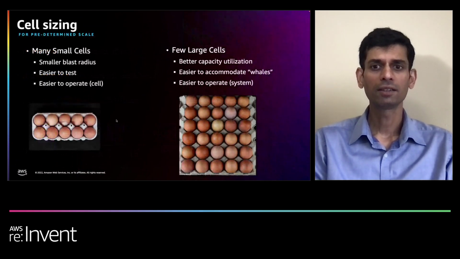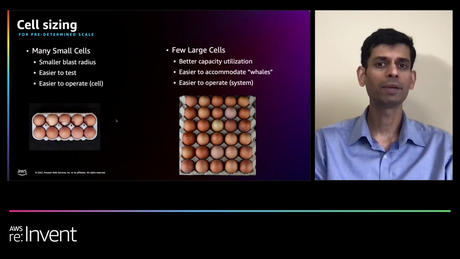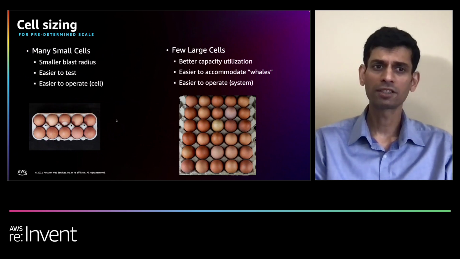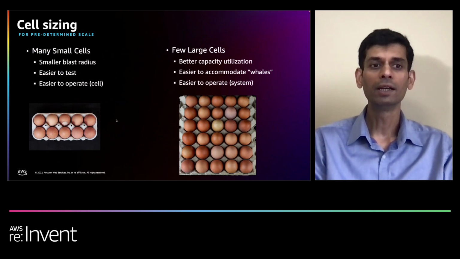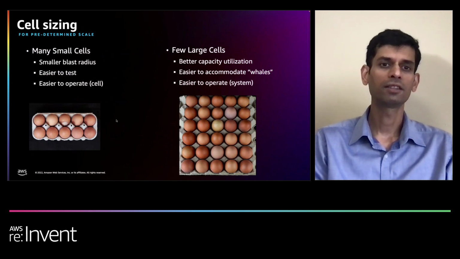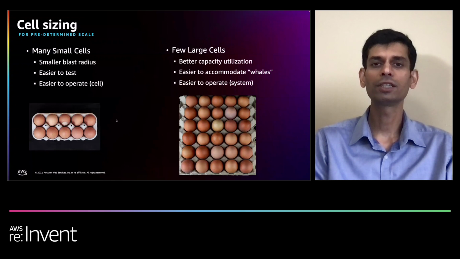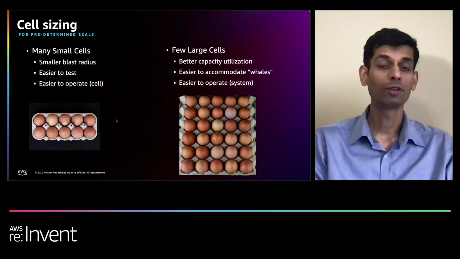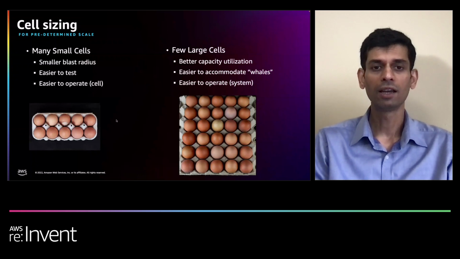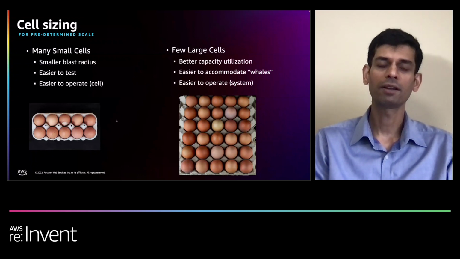Coming to sizing, it's an important consideration to determine based on your routing criteria. So smaller cells mean a smaller blast radius. It's just easier to test, easier to diagnose and resolve issues because there are fewer log entries to query, fewer hosts to log into, and so on, and it just makes it easier to operate at an individual cell level. On the other hand, if you have a few large cells, it provides for better capacity utilization. You can accommodate big customers, as in whales, into those large cells, and it just makes it easier to operate at a system level.